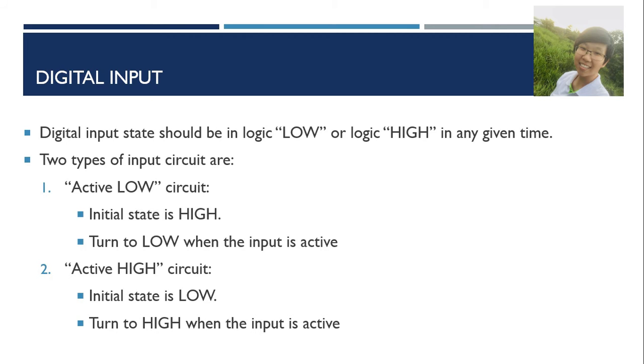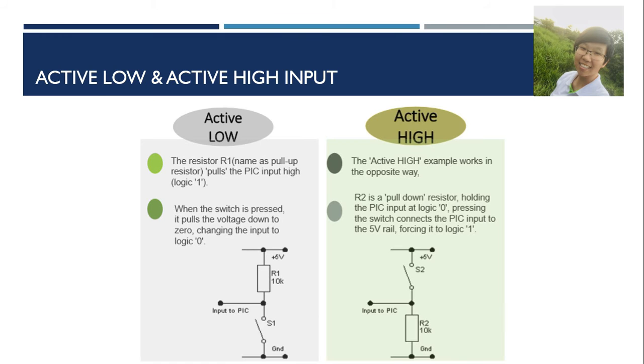where the initial state is high and turns to low when the input is active, and the other type of input circuit is the active high circuit, where the initial state is low and turns to high when the input is active. So this is the active low and active high input circuit.